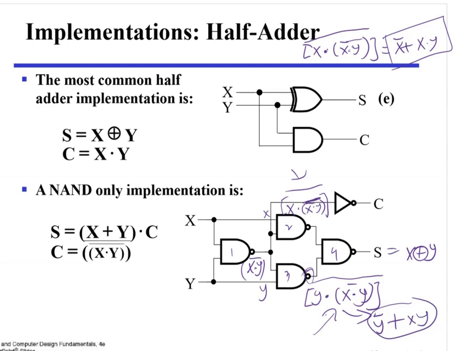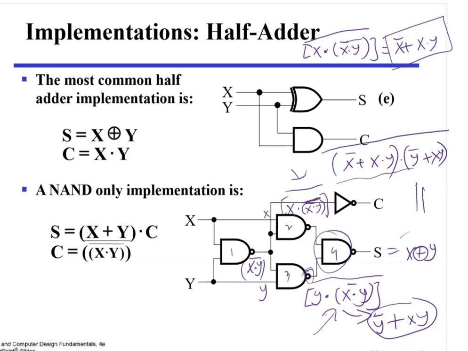So these two will go as input to the fourth NAND gate. If you write these down, and we have NAND, this will be the output. You just need to verify now if this expression is equivalent to the exclusive-OR.